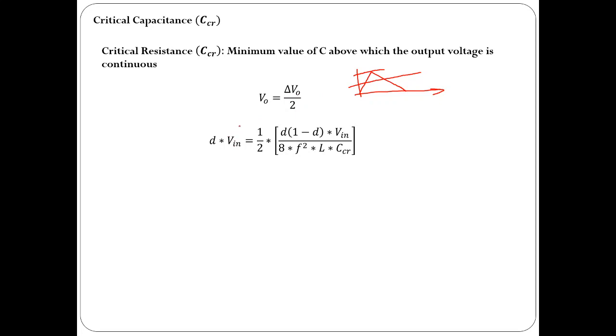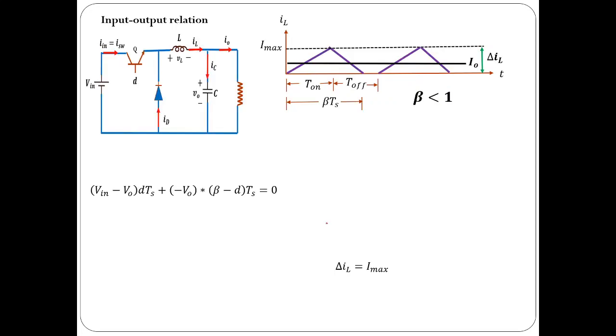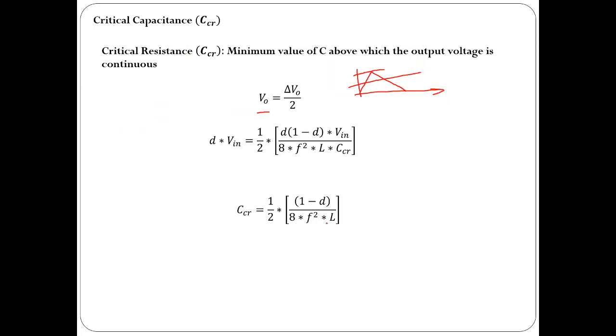We usually express V0 in terms of input voltage, because the input voltage is given. So V0 is D into Vin, where D is the duty ratio. And del V0 by 2 is equal to half into del V0, whose formula we derived in the previous lecture. Using that formula, finally you would get the critical capacitance, which is equal to half into (1 minus D) by 8 F square into L. So this is about the critical capacitance.